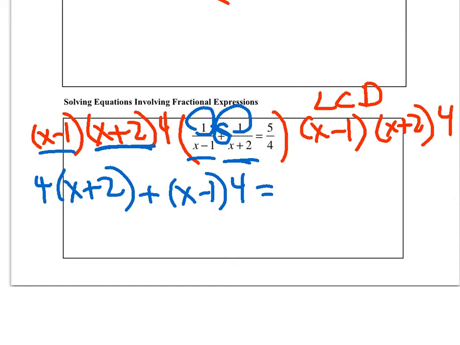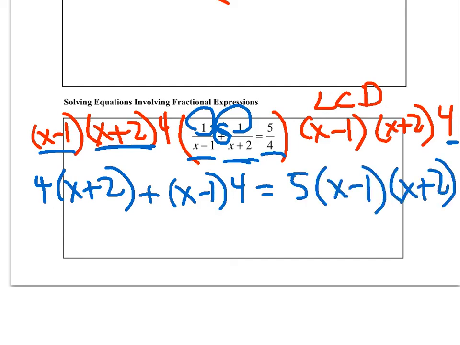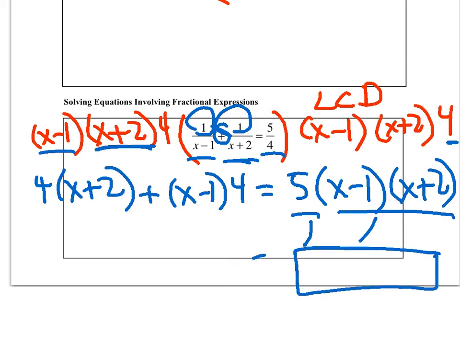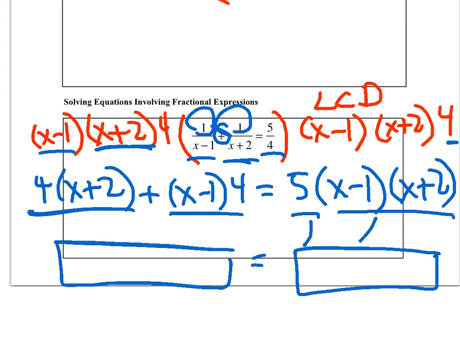Now I'm on the right-hand side. The only ones that cancel with each other are the two 4's, and that leaves me with 5 times x minus 1 times x plus 2. So multiply these two binomials first, and then multiply times 5 and get that right-hand side. And on the left-hand side, multiply these two expressions and combine similar terms. When you're done with all that, you should have a quadratic equation that you can then solve.